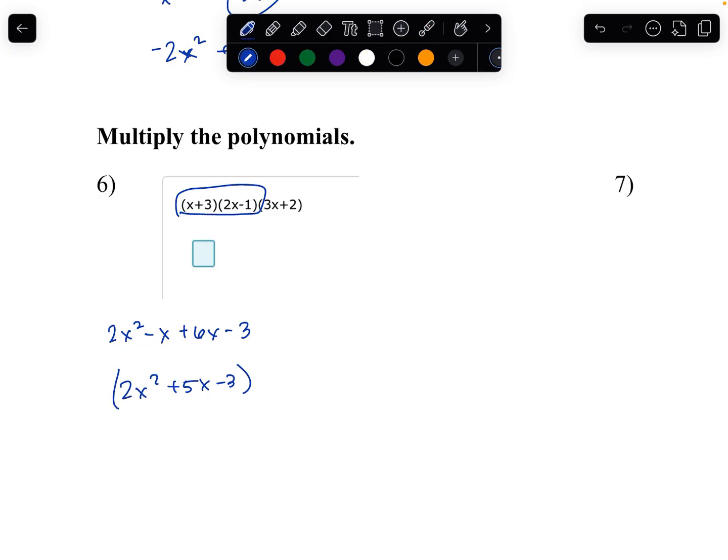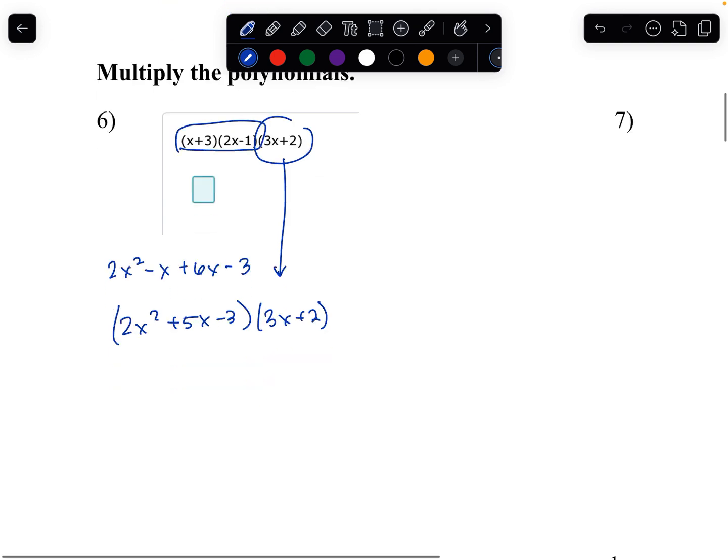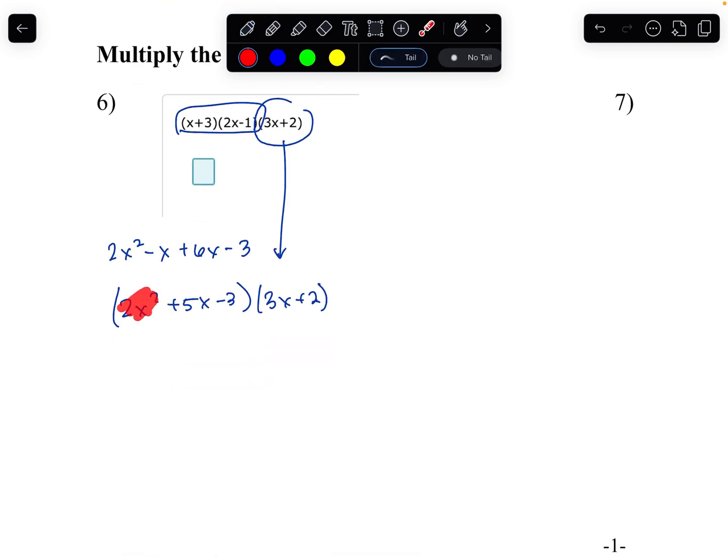Now I'm going to multiply this with the one that I just got. So 3x plus 2. And do the same process. So I'm going to multiply the 2x squared by both of these. The 5x by both of these. The negative 3 by both of those. So I'm going to start with 2x squared. So 2x squared by 3x is going to be 6x to the third. 2x squared by 2 is going to be plus 4x squared.